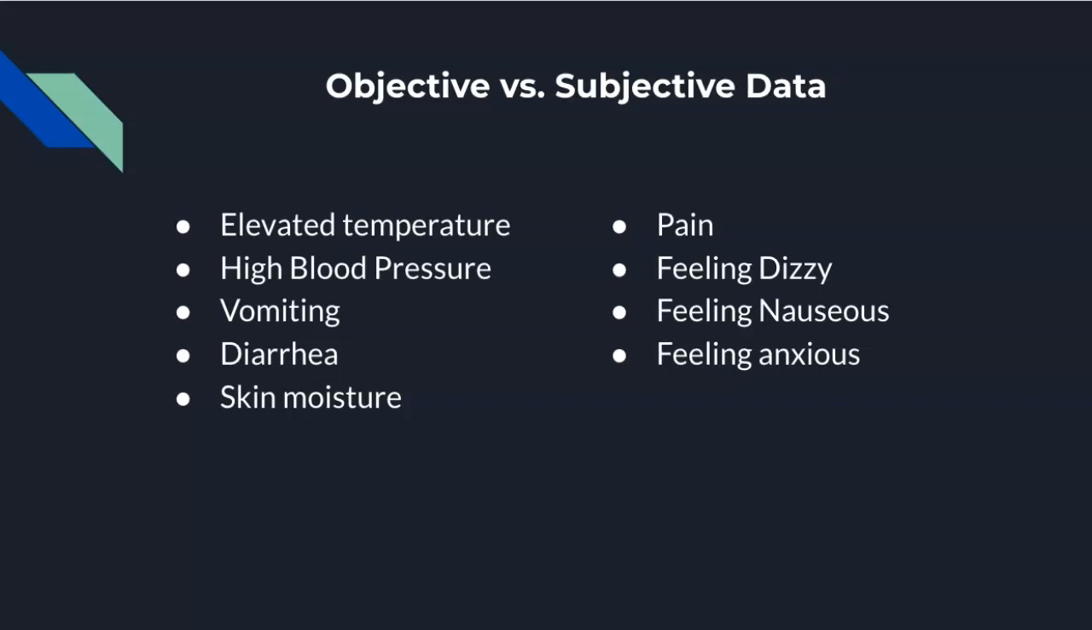So those are all objective data because you observe it or feel it, touch it, whatever, you use your five senses, as opposed to subjective data where the patient or client will report to you, I'm feeling dizzy, I'm feeling anxious, I'm feeling nauseous, I have pain, 10 out of 10. Those are the subjective data.